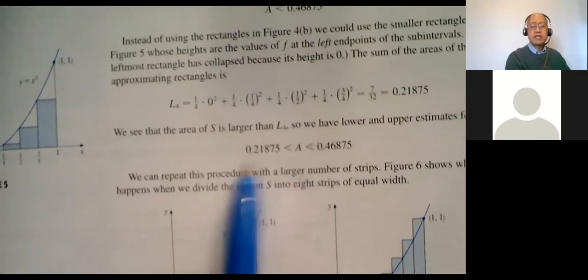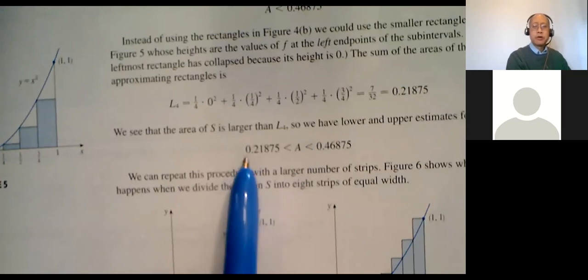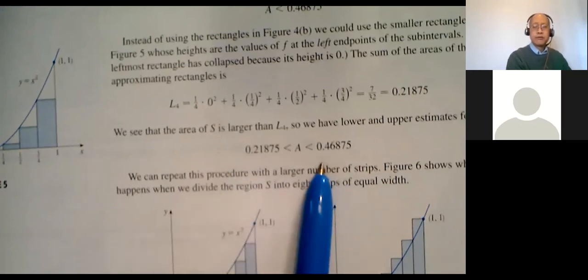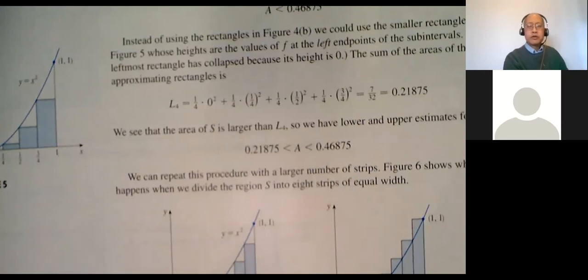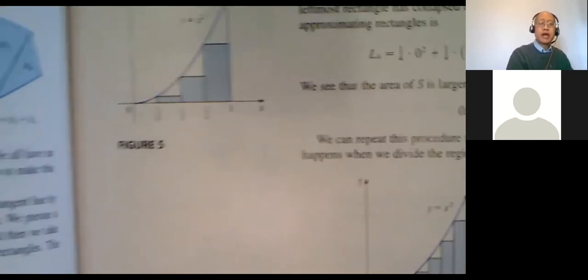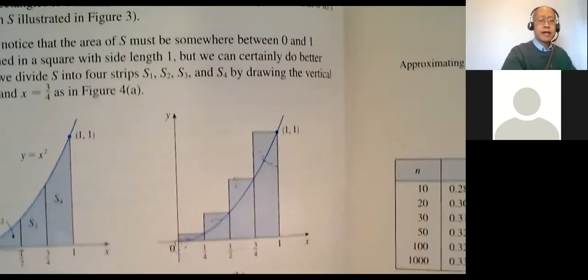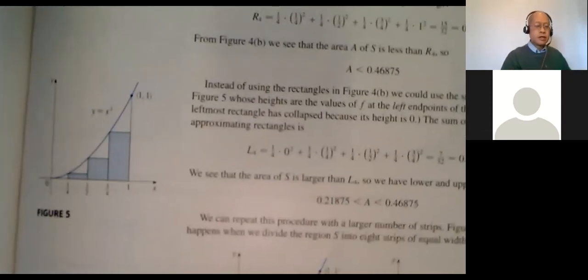The true area is between those two numbers, 0.21875 and 0.46875. 0.21875 is the sum of the areas of those rectangles. 0.46875 is the sum of those rectangles. So we've trapped, right? We've trapped the true area between these two numbers.